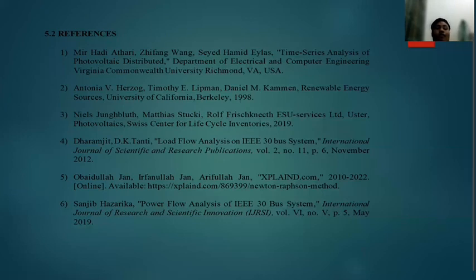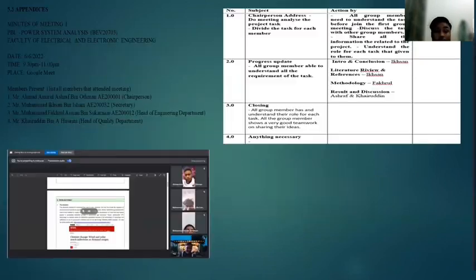Then for 5.2 references, we looked for six references, and each reference is put in here. We looked for information in all of these references to complete our project.